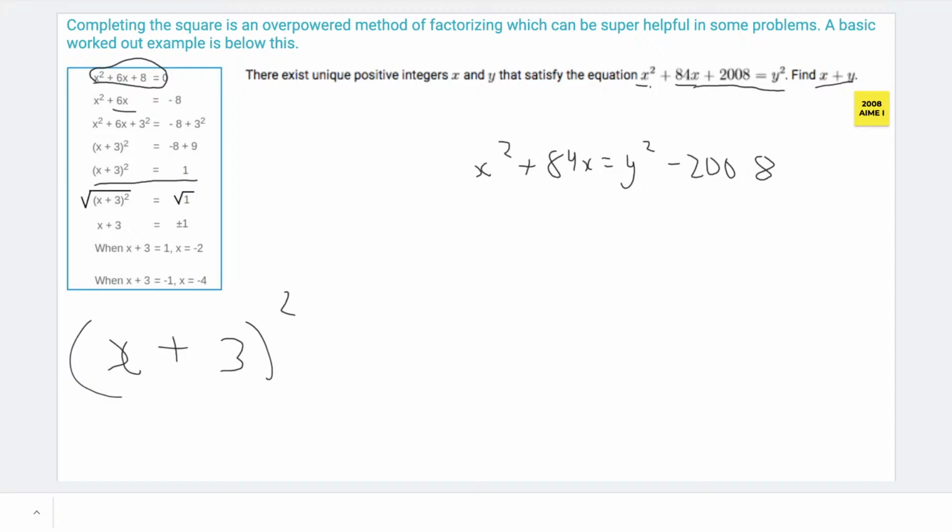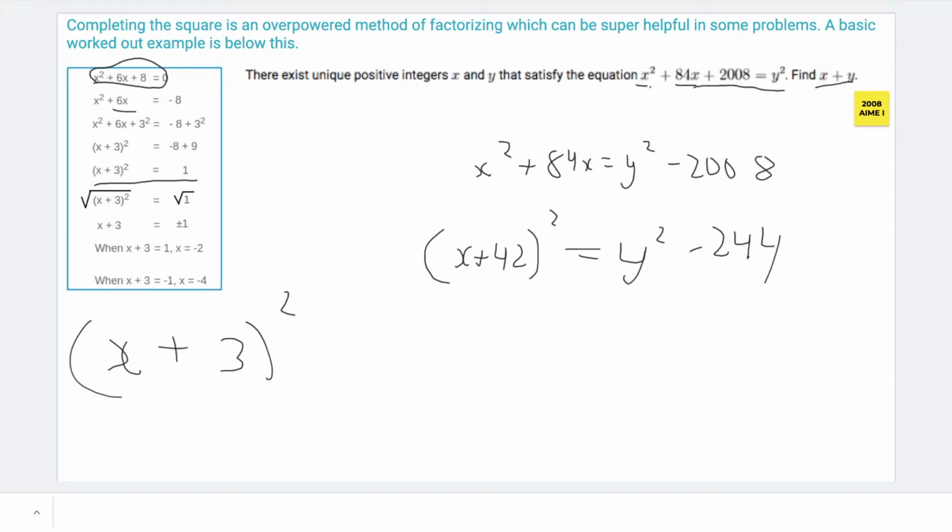Now, to solve this problem, we will complete the square for x squared plus 84x. And for that, you get x plus 42 squared, because we want it such that 2 times 42 times x equals 84x. And clearly, 42 squared is just 1764, I think. Yeah, so 1764. That means you add 1764 to both sides, and then if you add 1764 to 2008, it just becomes 244. So now this looks a lot simpler than the equation up here.